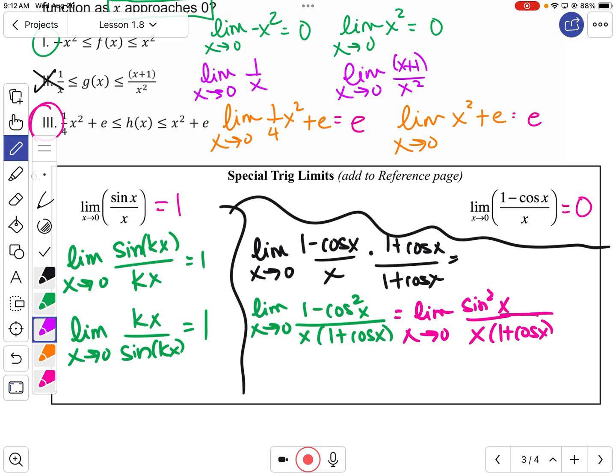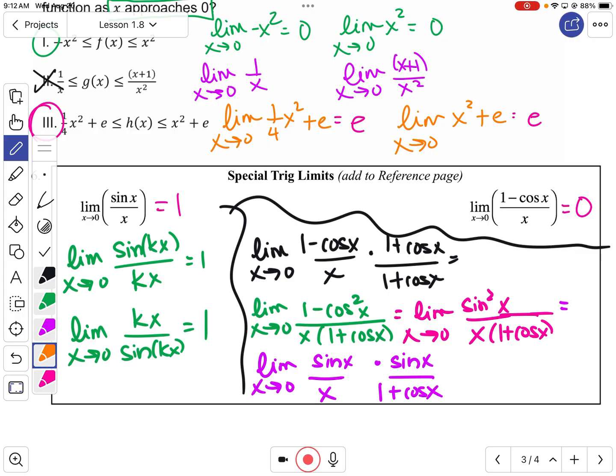Okay. Now, I'm going to do a little arithmetic here. When we multiply, sine squared would be sine times sine. And when I multiply fractions, I multiply the denominators. So I can just kind of separate it like that. I didn't do anything illegal. Multiplying fractions looks that way. Sine times sine is sine squared. X times 1 plus cosine is x times 1 plus cosine.